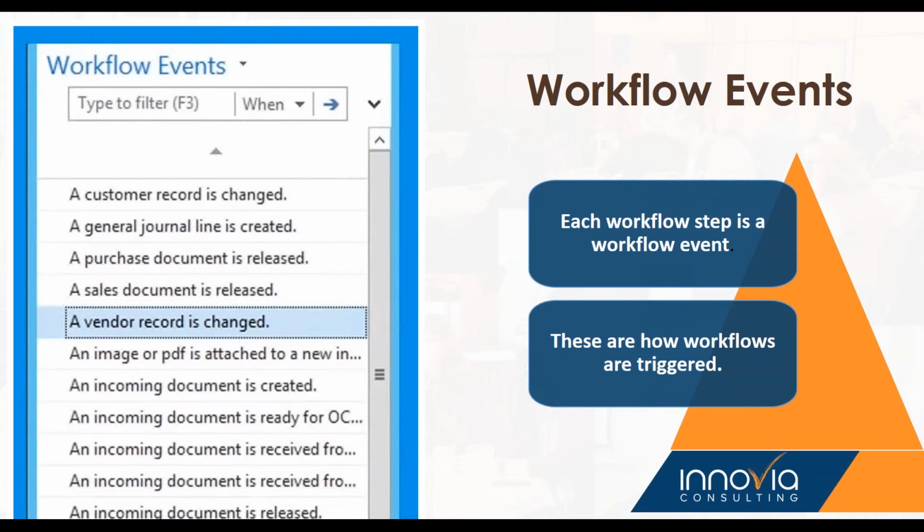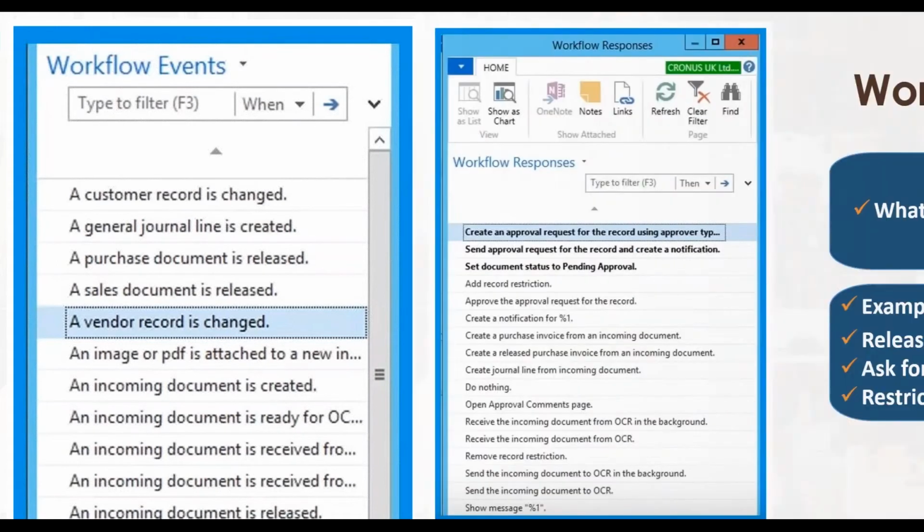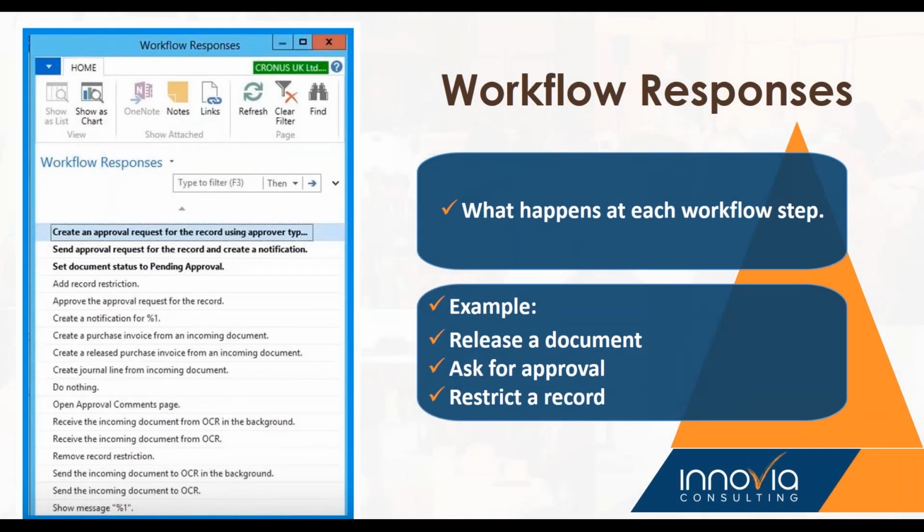But there is a pretty lengthy list of what is already available in the workflow events, and you can see some of them here. A customer record is changed, a sales document is released, an incoming document is ready for OCR recognition, which is one we talked about in the beginning. And there are many, many more. And those again are the events. That's how we trigger a workflow to begin.